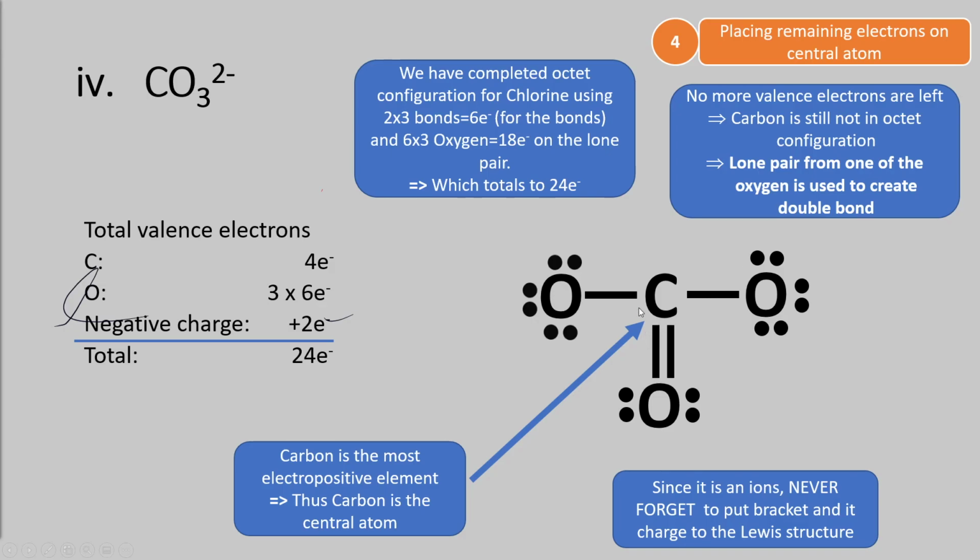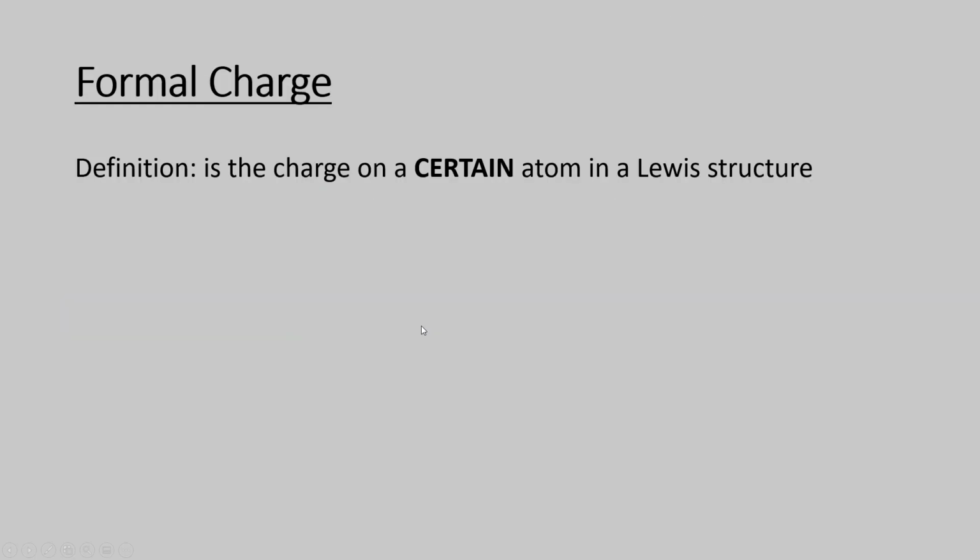Kan? So, that's why now, kita kena belajar pasal formal charge. So, the definition of formal charge is the charge on certain atom in a Lewis structure. So, kita belajar dulu apa tu dia punya formula. Nanti saya akan tunjuk how kita nak kira.